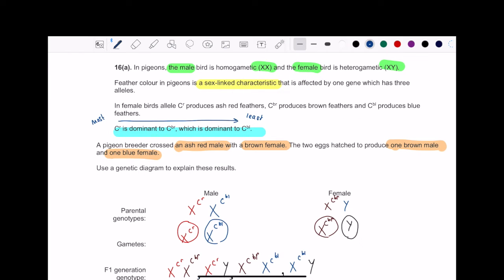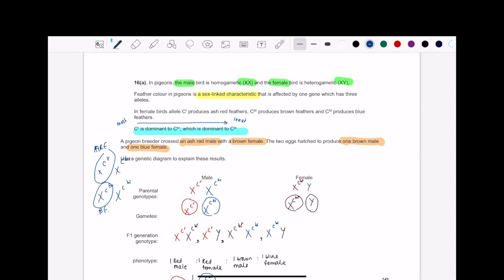So if XCR and XCBR are together, then XCR will take priority. But if XCBR and XCBL are together, XCBR takes priority. So this would be ash red feathers, and then this would be brown feathers. Okay, so that's what that means.